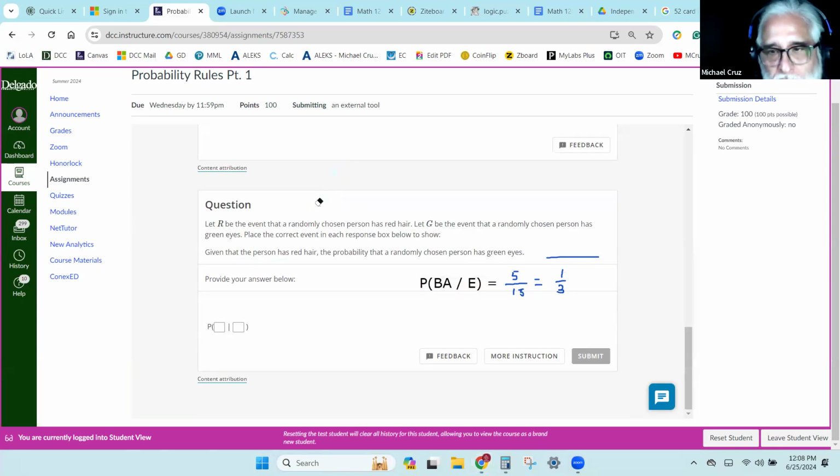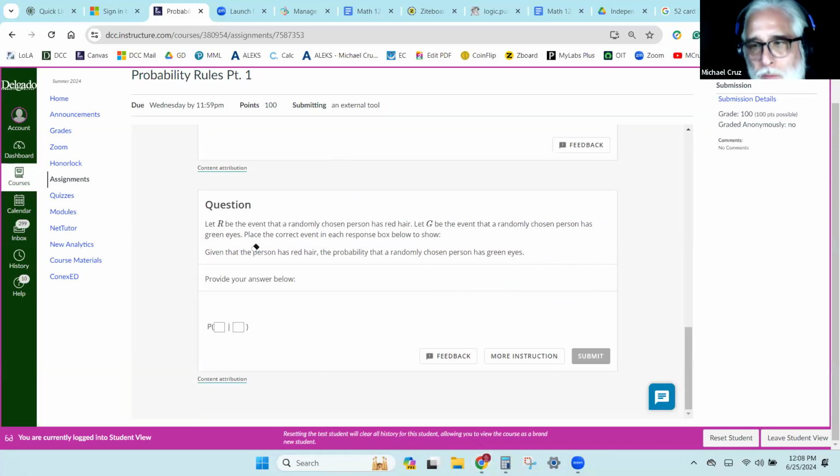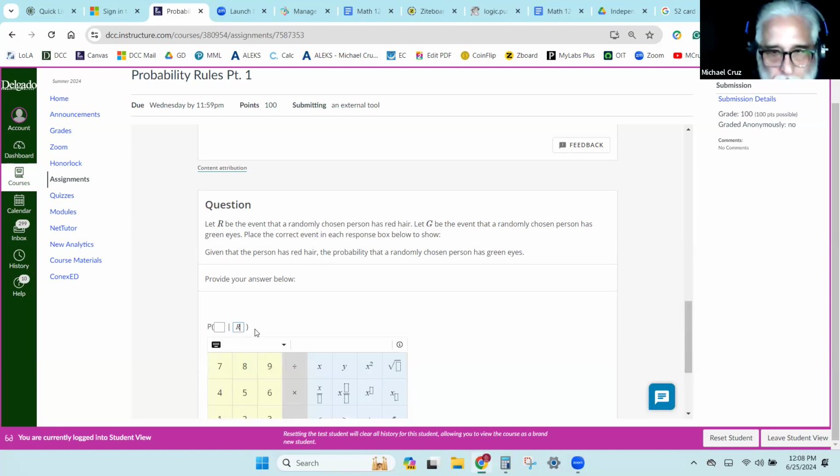Let R be the event that a randomly chosen person has red hair, and green be the event that the random person has green eyes. Place the correct event in each response box. Given that the person has red hair, given goes after the line. And then this would be your green. All right. Given is the denominator. And it's the one that comes after the line. Given.